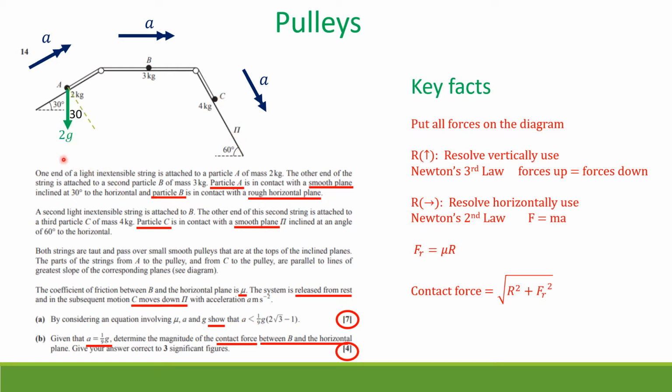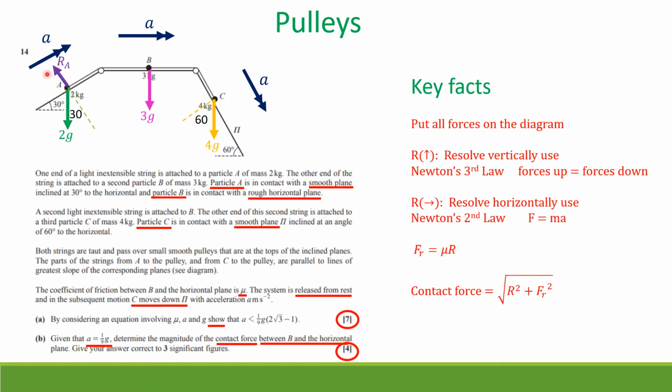Adding on the weight always acts vertically down, so we've got 2G acting vertically down, which means between the perpendicular and the downward force you've got an angle of 30 degrees. At B, I've got 3G acting down. At C, I've got 4G acting down, and this will be an angle of 60 degrees to the perpendicular.